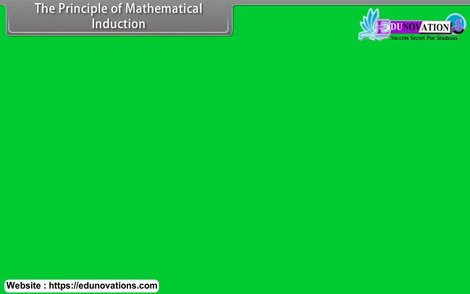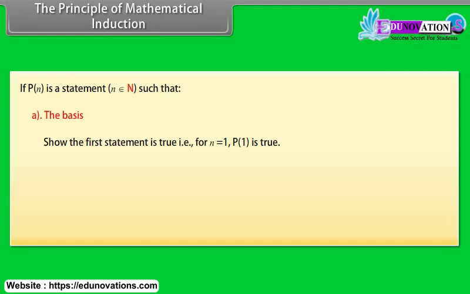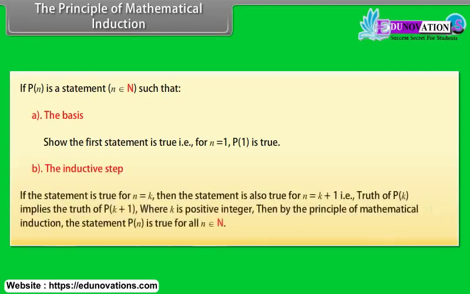The principle of mathematical induction. If Pn is a statement, n belongs to capital N, such that the basis shows the first statement is true, that is, for n is equal to 1, P1 is true. The inductive step. If the statement is true for n is equal to k, then the statement is also true for n is equal to k plus 1. That is, truth of Pk implies the truth of Pk plus 1, where k is a positive integer. Then by the principle of mathematical induction, the statement Pn is true for all n belongs to capital N.